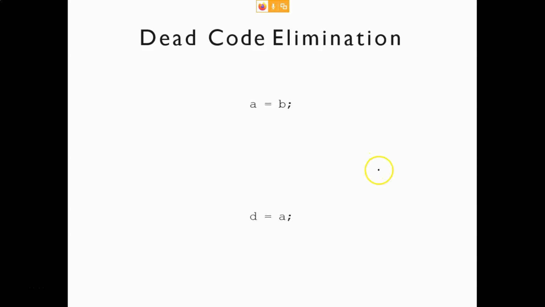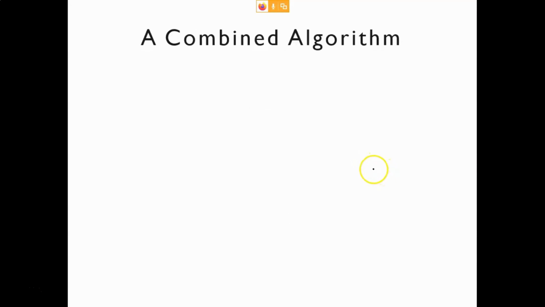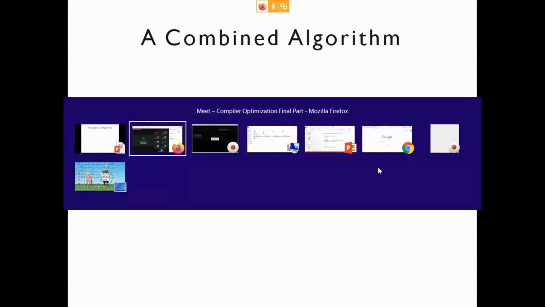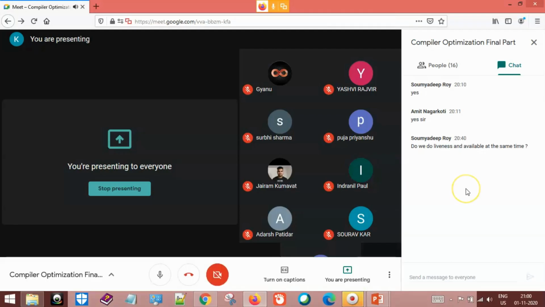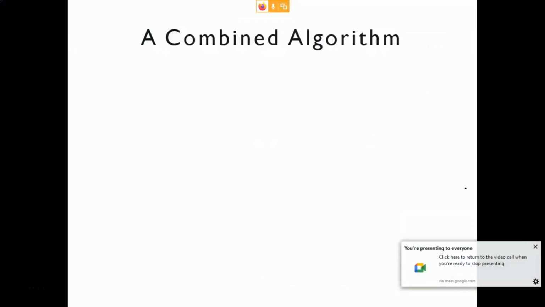Finally, you got this. Now, one thing you might have observed is that we have applied this liveness analysis three times. So do we have to do it again and again? No, actually we can combine. We can make a new algorithm. This algorithm will combine dead code elimination with liveness analysis.